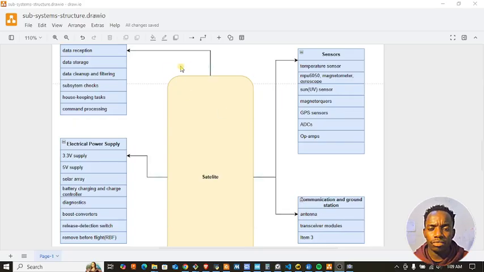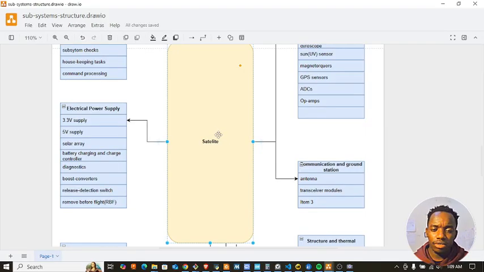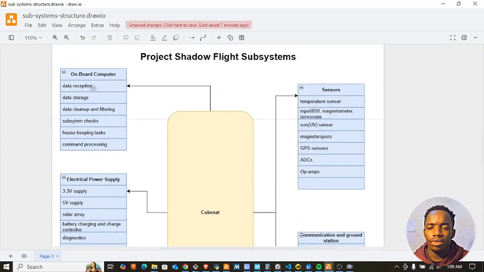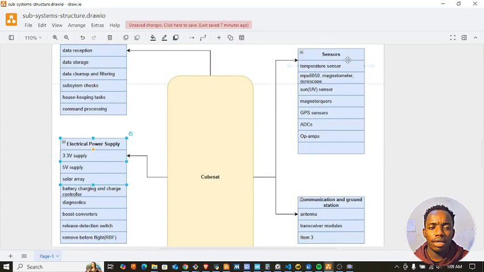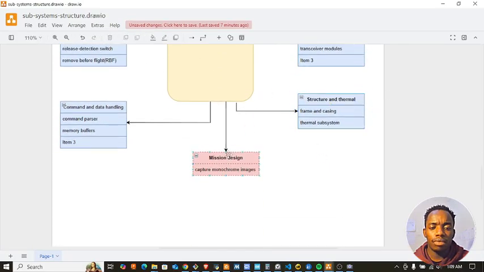But first, let me explain this hardware block diagram that I came up with a few months ago when I was starting this project. And you can see this is majorly based on the hardware subsystems. At the middle we have the CubeSat, with the OBC, the electrical power supply, sensor board system, comms, structure, and the thermal system. Then we have the mission design, or rather the payload of what you want to do with this CubeSat.